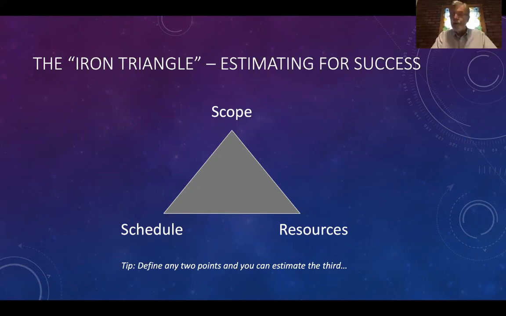So anytime you hold 2 of these factors on the iron triangle constant, the third one can be estimated with a little practice very, very accurately.